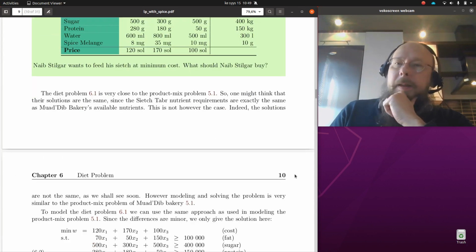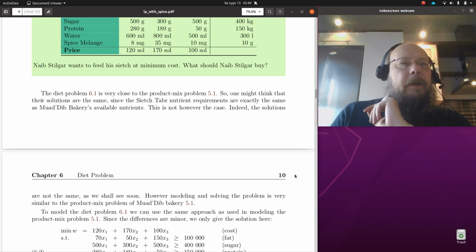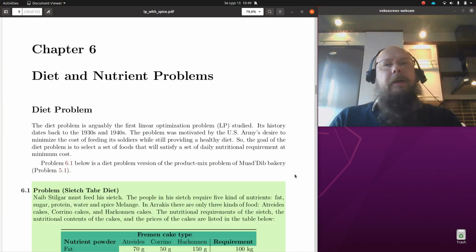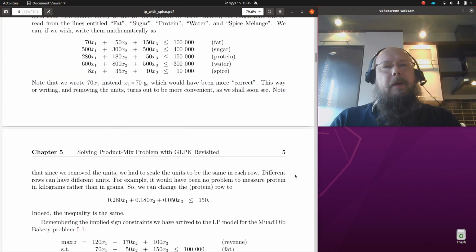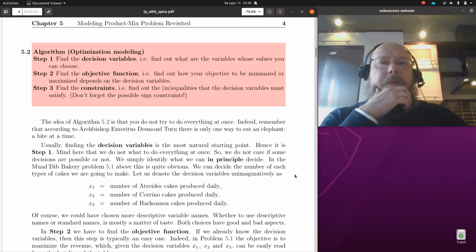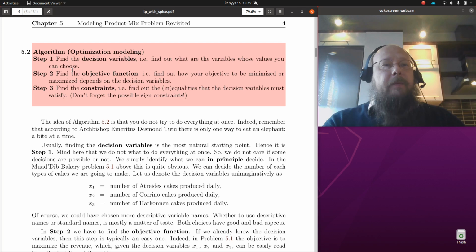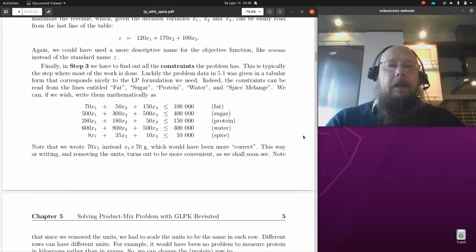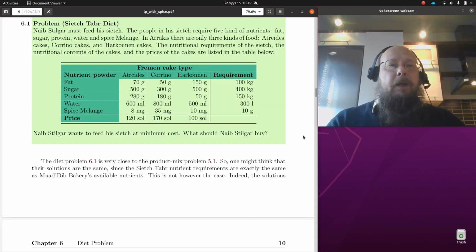And now you can follow the algorithm 5.2, I think it was. Let's not guess. It's here, 5.2, as was done in the case of the product mix problem. So we have to find the decision variables, then we find the objective function, and then we find the constraints. And what are those in our case?